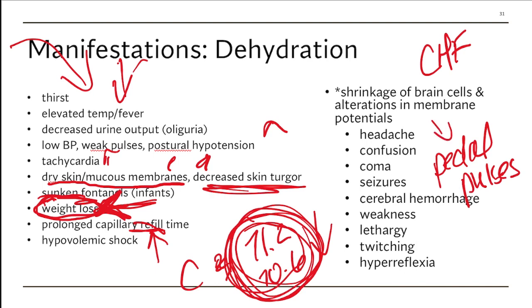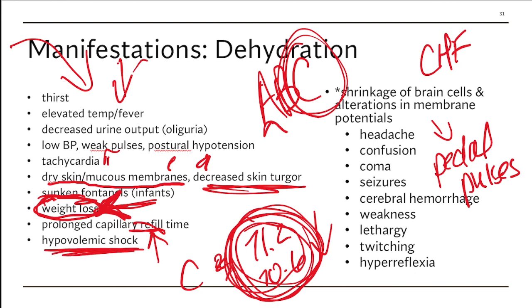So if you're doing pedal pulses or cap refill time, and your cap refill is slow, or your pedal pulses are slow as well, or weak, or what have you, it's telling you something about your circulation, your fluid volume. And don't forget that circulation is one of your ABCs, right? It's incredibly important for maintaining homeostasis, for staying alive, because what happens is we go into hypovolemic shock.